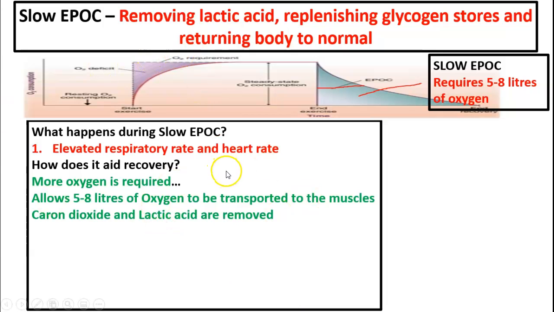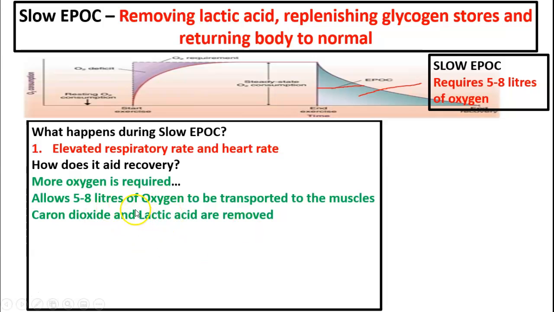So hopefully you can see how important it is that by having an elevated respiratory rate, this allows us to get in more oxygen, specifically the 5 to 8 litres of oxygen we're going to need when we move on to part 2 of slow EPOC.